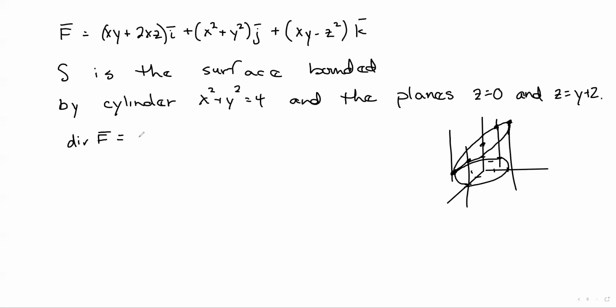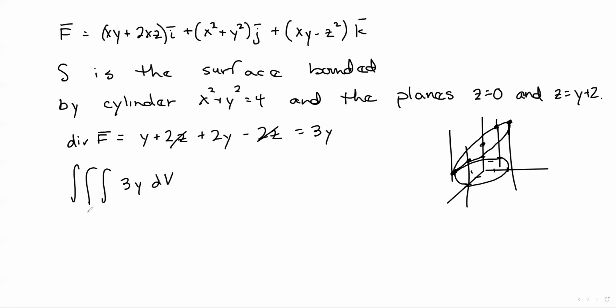Derivative with respect to x there, so we're going to get y from that, and then 2z from that. Here we're taking the derivative with respect to y, that's 2y. And then here the derivative with respect to z, that's minus 2z, and the z's end up canceling and we end up getting 3y. So our triple integral is 3y dV over our object E.